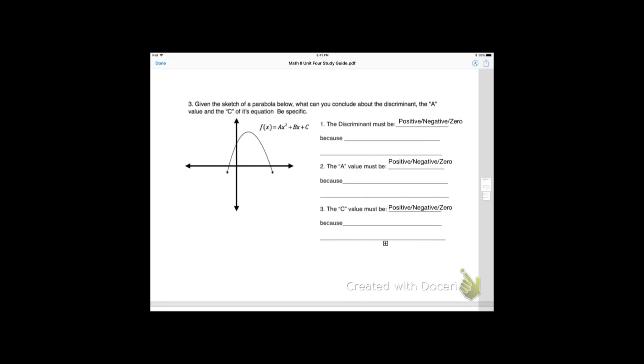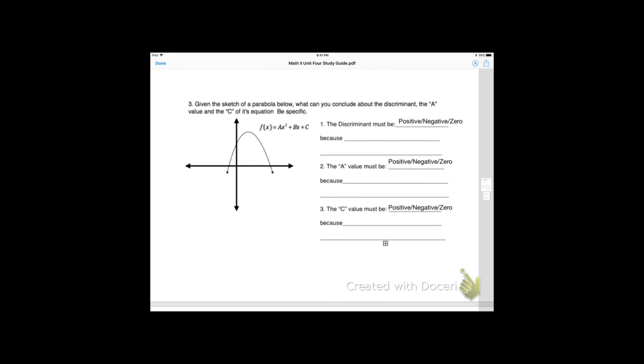Going on to this problem here. So it says, given the sketch of a parabola below, what can you conclude about the discriminant, the a value, and the c value of its equation? And we need to be specific about this. So looking at number 1 here, it says this discriminant must be, and our choices are positive, negative, or 0. So if we're looking at the x-intercepts, because remember the discriminant tells us the x-intercepts, we have 1 x-intercept here, 1 x-intercept here. So we have 2 x-intercepts.